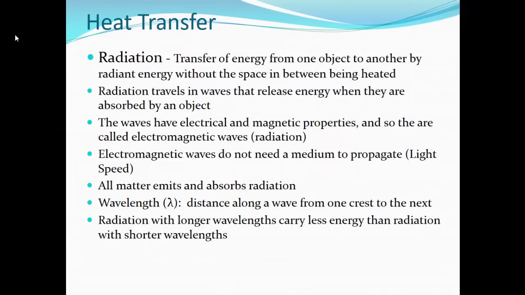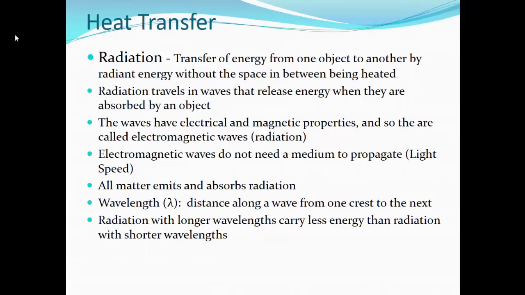Heat transfer by radiation is quite a bit more complicated, so we'll talk a little bit more about that. Radiation is the transfer of energy from one object to another by radiant energy without the space in between being heated. All objects emit radiation. You and I are emitting thermal radiation. We are also having radiation reflected off of us in the form of visible light, the colors that we see of our clothes and our skin and our hair and our eyes. So all objects emit radiation.